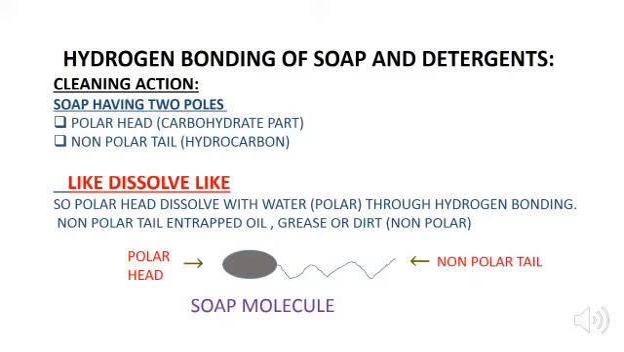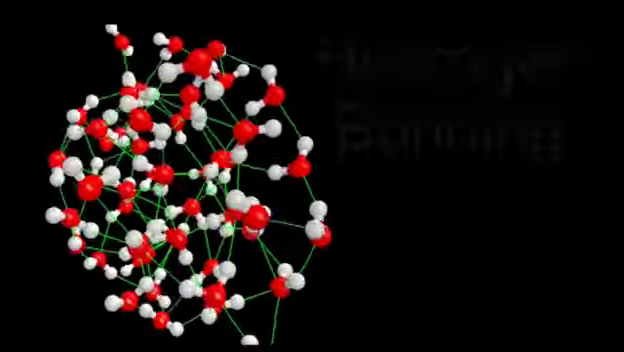And according to like dissolves like, the polar head dissolves in water, which is polar in nature, through hydrogen bonding, whereas the non-polar tail entraps the oil, grease or dirt because these are non-polar in nature. As a result, the cleaning of clothes takes place.